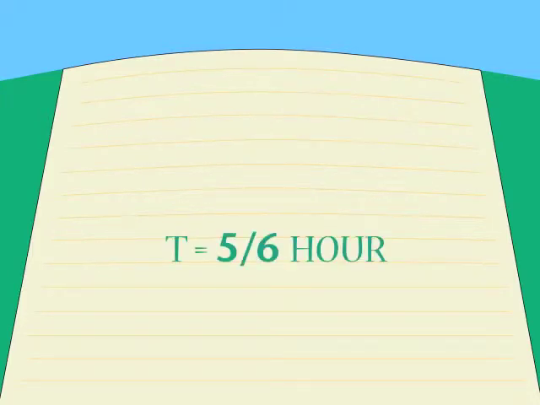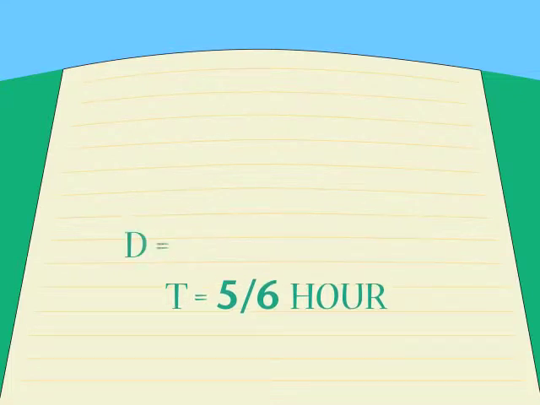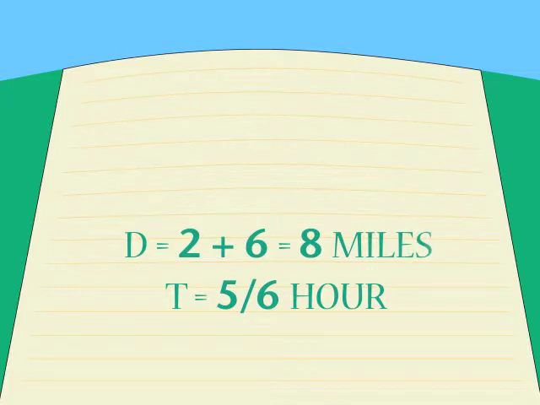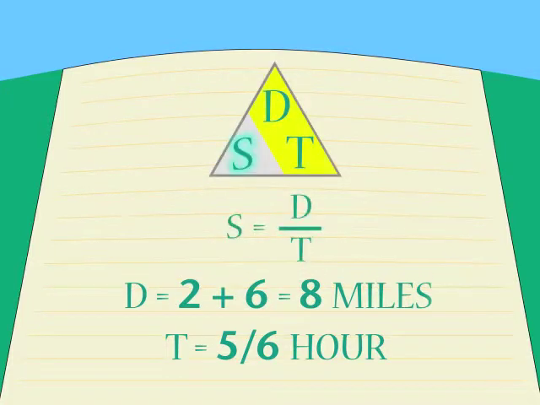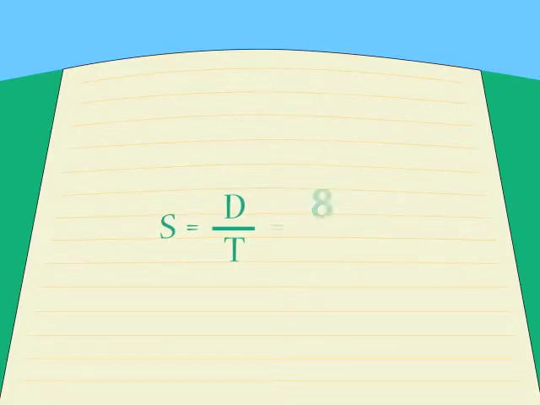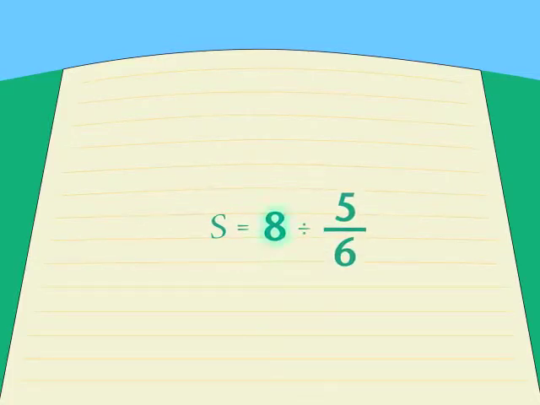Now we have the total time, and the total distance is simply the sum of the walk distance and the ride distance, or 8 miles. Those are the numbers we need to get the overall speed, the average speed we're looking for. The speed equals the distance divided by the time. 8 miles over 5/6 of an hour can be rewritten with an ordinary division sign like this, 8 divided by 5/6. How did we solve that when we did fractions?